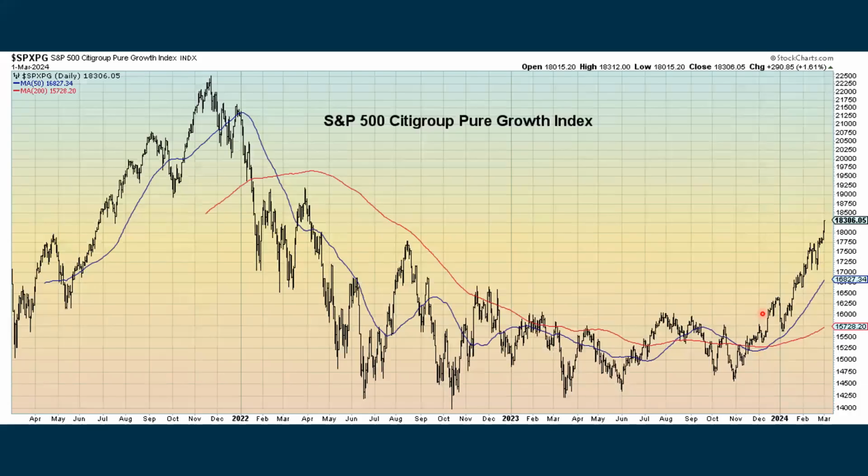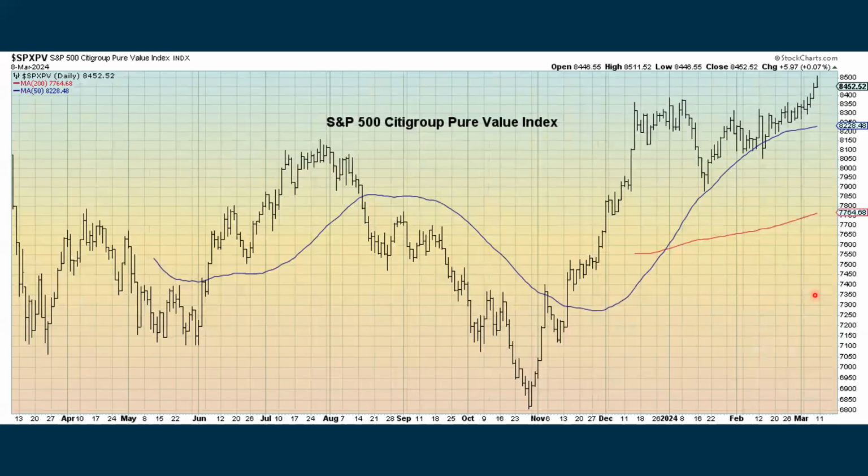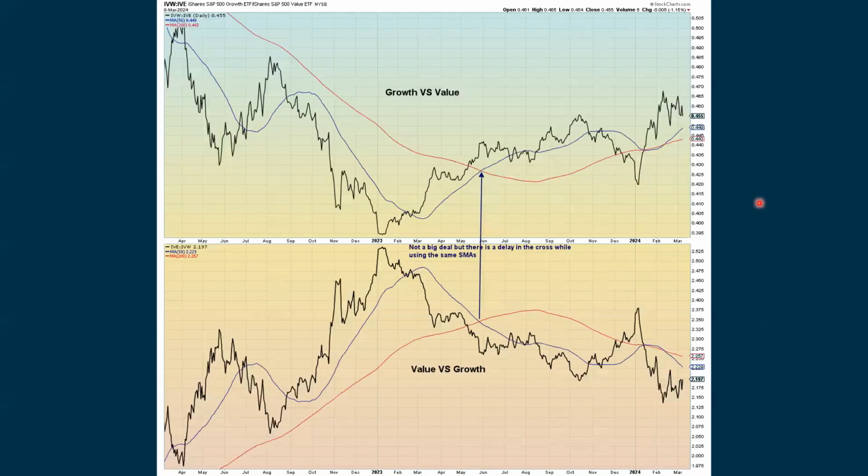The first thing we look at is a pure growth index. This is just growth all by itself. And by using some moving averages, we can see that this is in an uptrend. We also look at value, which is also in an uptrend right now. Where this becomes useful is when we do ratios between the two. And I have a top chart here, which is growth to value, showing that growth is outperforming value.